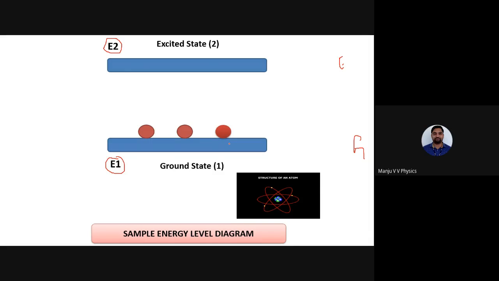Naturally, all the atoms always occupy the ground state. Let me call the number of atoms in the ground state N1. Whenever I represent N1, that means the number of atoms in the ground state. Let me call the number of atoms in the excited state N2.